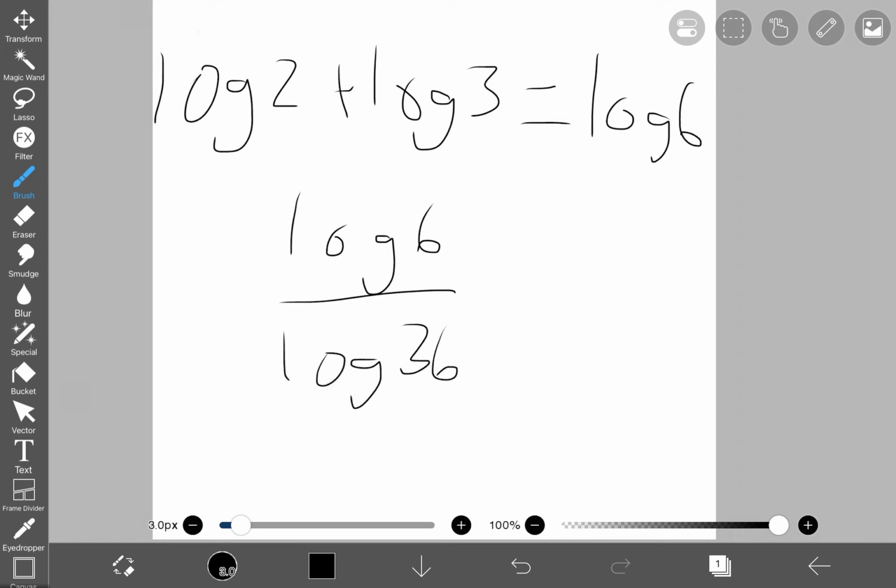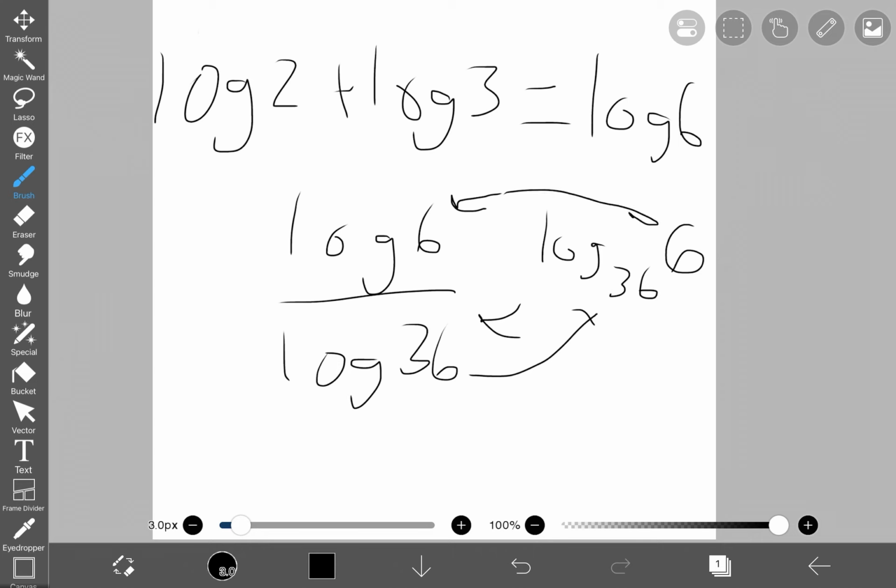However, that's not simplified because we did do the change of base formula. So we're going to have to change it back using the same thing we did. This becomes the argument, this becomes the base. This is going to be log base 36 from there, argument 6 from there. And that's going to be your final answer to the problem. And that actually simplifies out as well.